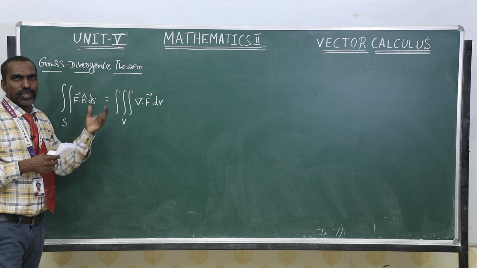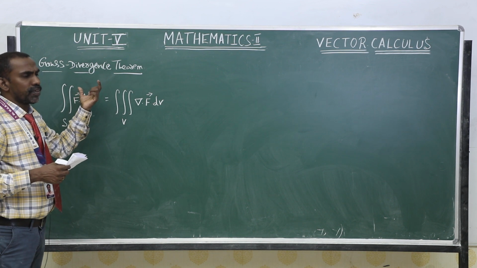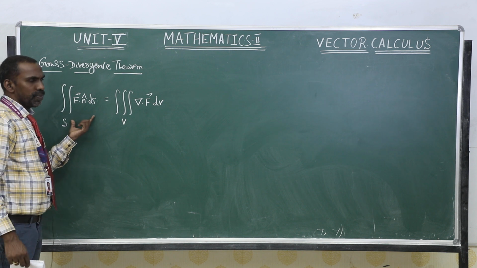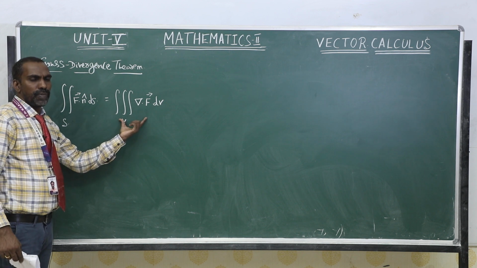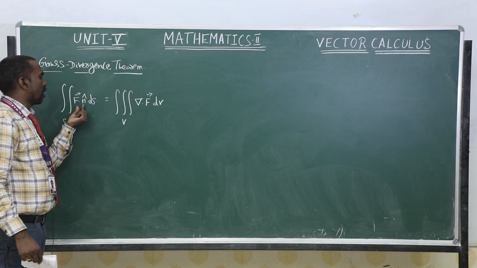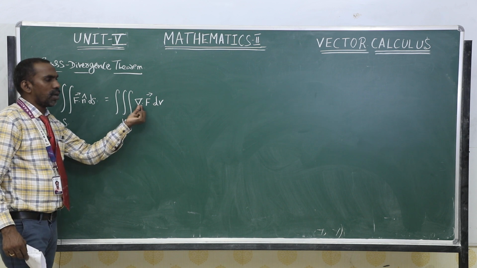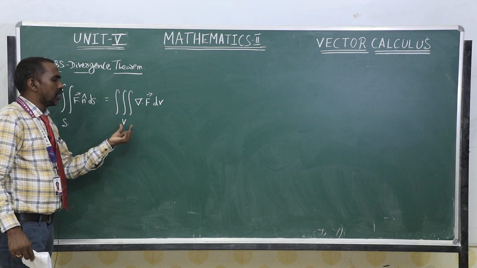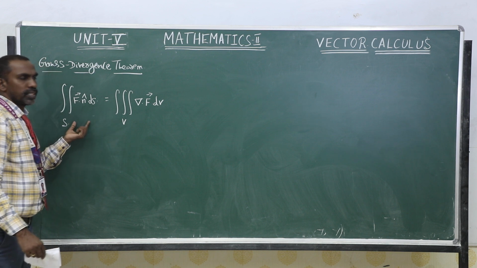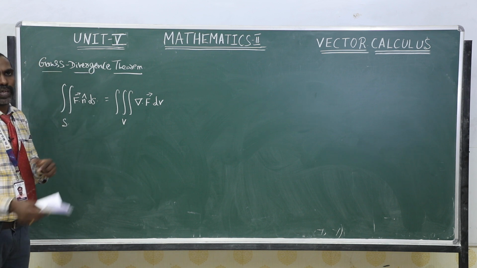Dear all students, now we discuss the Gauss Divergence Theorem. What is the Gauss Divergence Theorem? Here, the left hand side will be the surface integral, and the right hand side will be the triple integral over the volume. So, double integral of f vector dot n cap dS equals triple integral of del dot f vector dV. Here, V is the volume of the triple integral. Here, S is the surface of the given function.